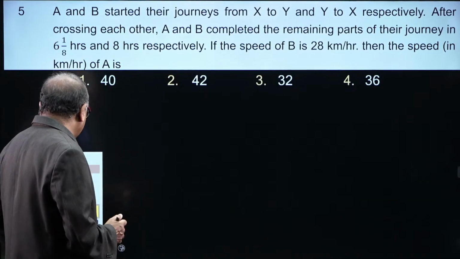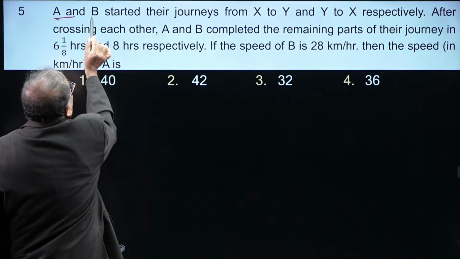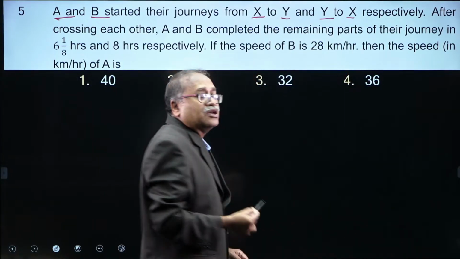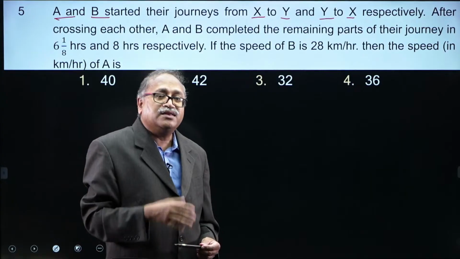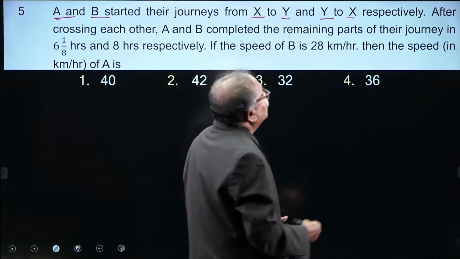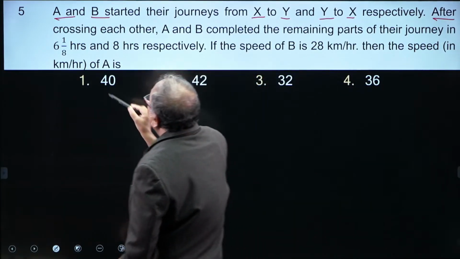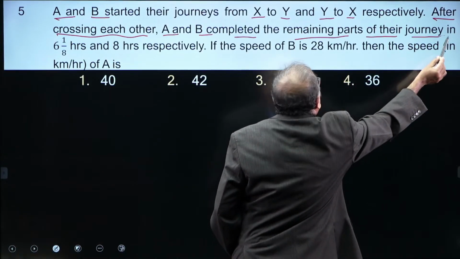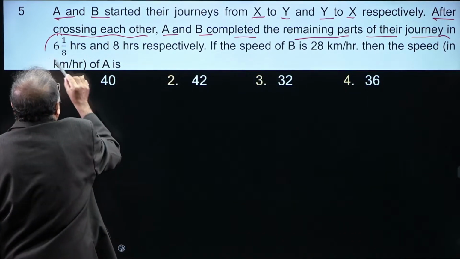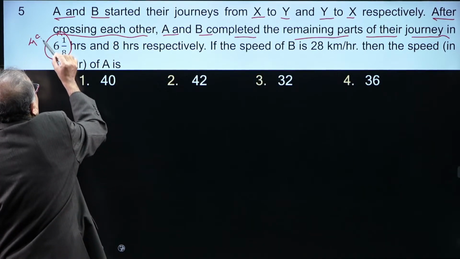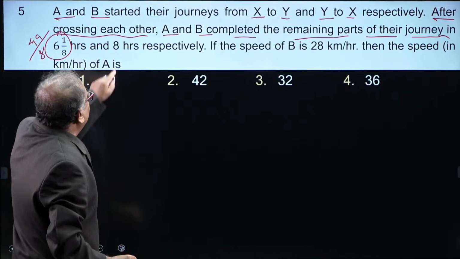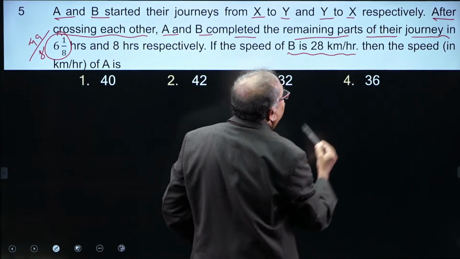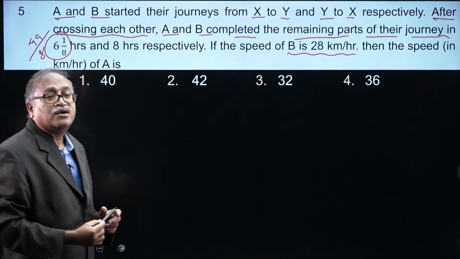Let us practice it together just for some time. A and B started their journey from x to y and y to x. That means A starts from x to y and B starts from y to x, respectively. After crossing each other, A and B completed the remaining part of the journey in 6 1 by 8, that is 49 by 8 hours, and 8 hours respectively. If the speed of B is 48 kilometer per hour, then find the speed in kilometer per hour of A.